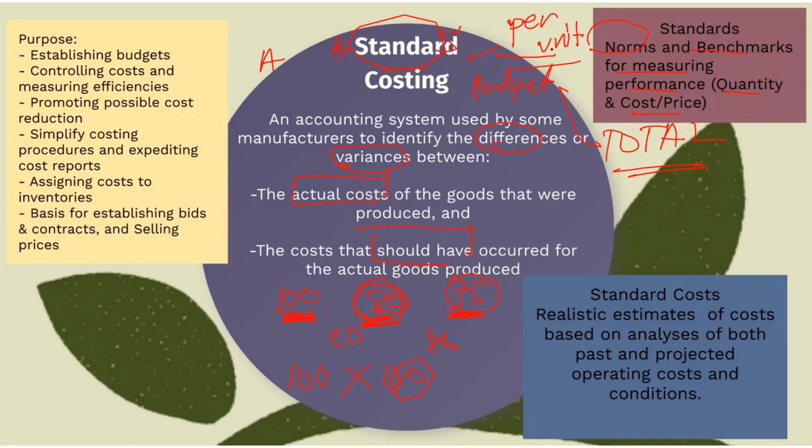Now, your standard costs are realistic estimates. Why? Because you have a basis here. Meron kang basis, and what is your basis? Number one, experience. Past cost.